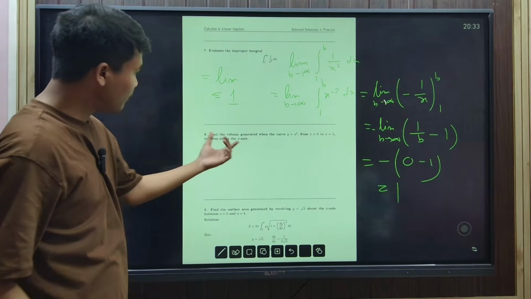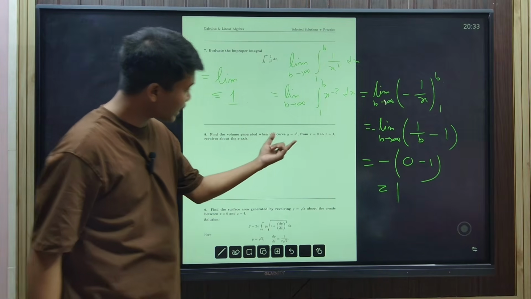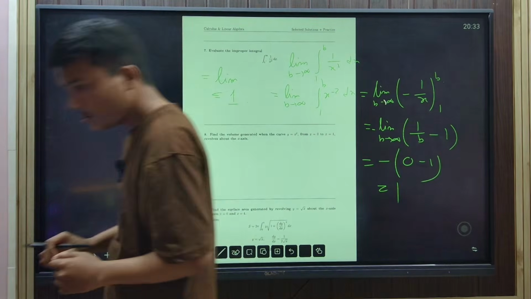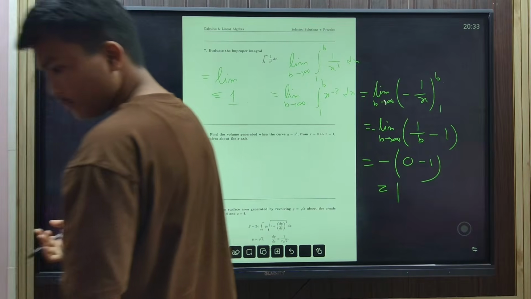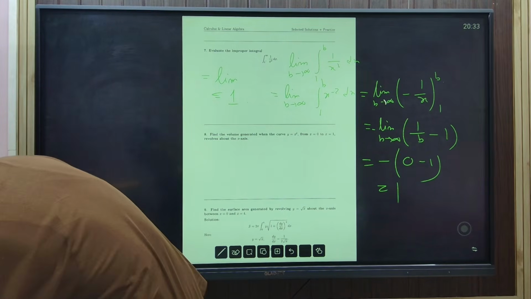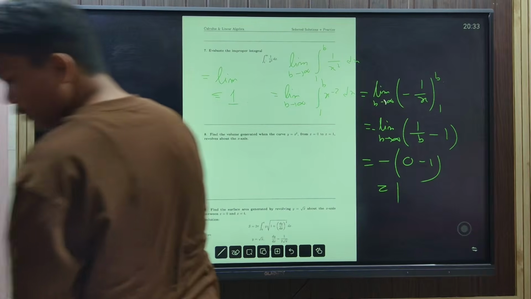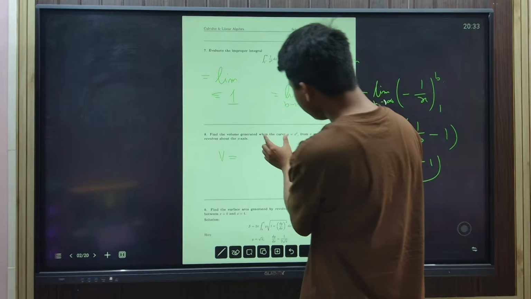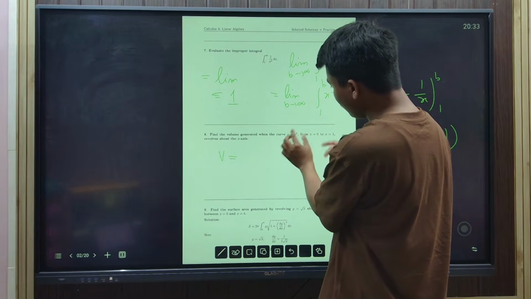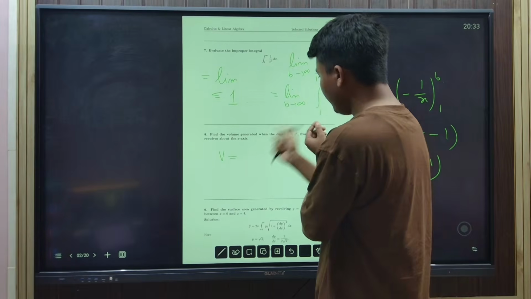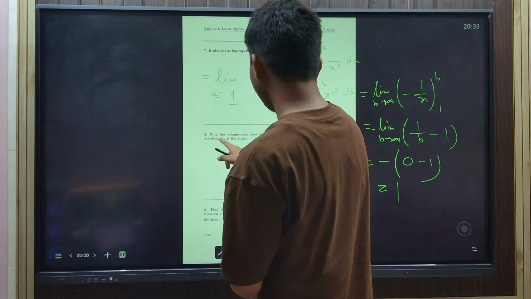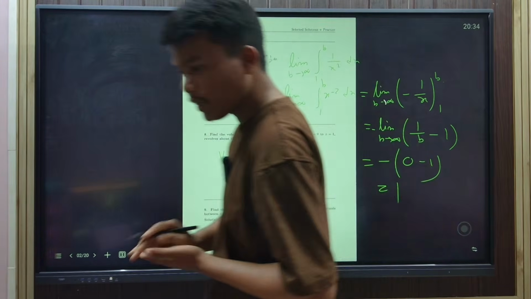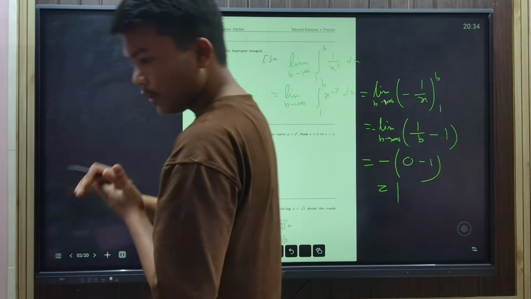Now find the volume generated by the curve y equal to x square from x equal to 0 to x equal to 1. So how do we find the volume? Volume generated by the curve y equal to x square, this is basically a parabola. You have to revolve this curve, and it will be a paraboloid. You have to find the volume of the paraboloid. How do we find the volume of the paraboloid?